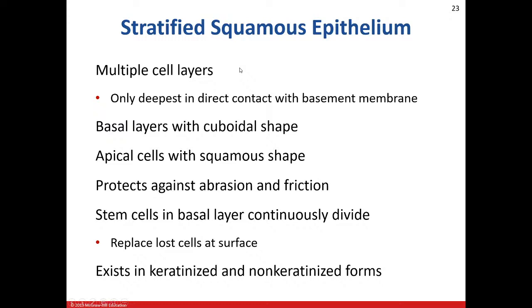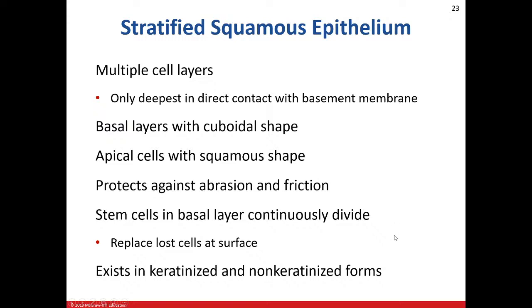All right, so the stratified squamous epithelium, this is where we'll have multiple layers of the flattened cells. Only the deepest layer is in contact with the basement membrane. And the basal layers will typically have a cuboidal shape, as we said when we saw that skin slide, but the apical cells have a squamous flattened shape. And they help protect against abrasion and friction. Again, we can lose the top layer of cells. The stem cells in the basal layer will continuously divide. Only the cells in the basal layer are dividing, and they replace cells that were lost at the surface.